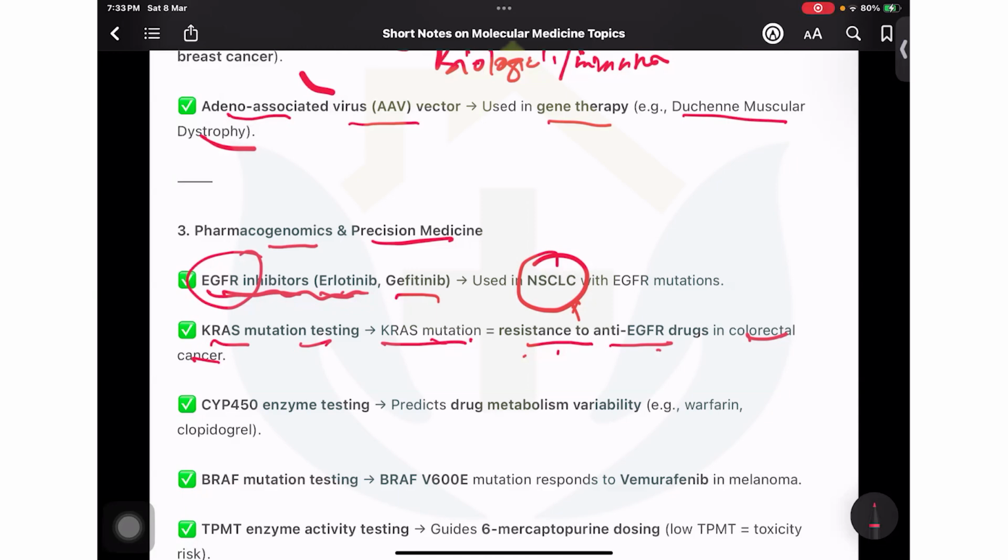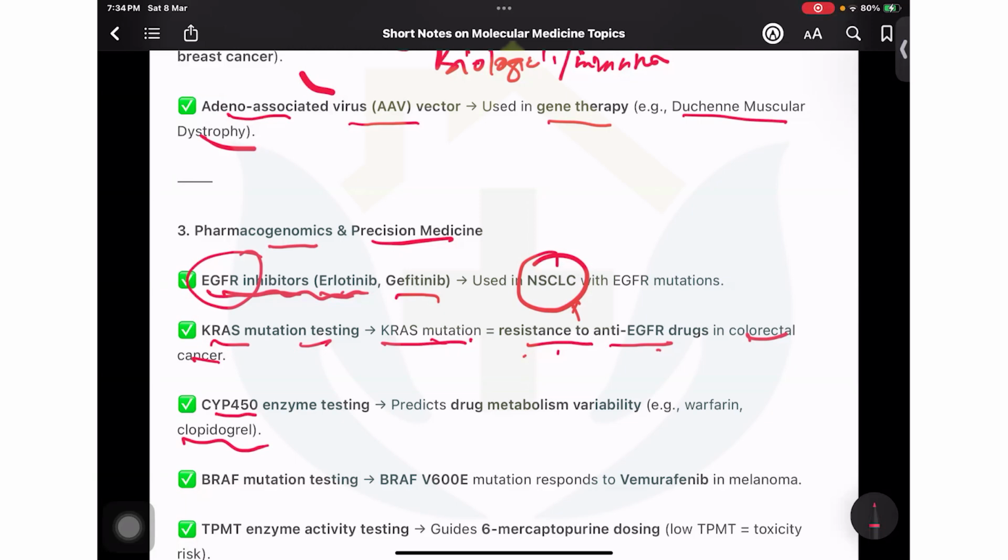Same way, CYP cytochrome P450 enzyme testing. Now, who knew that somebody who is given clopidogrel for keeping the cardiovascular coronary stents open will be rendered ineffective and the clot will be formed? Why? Because clopidogrel is not showing its effect. Why?